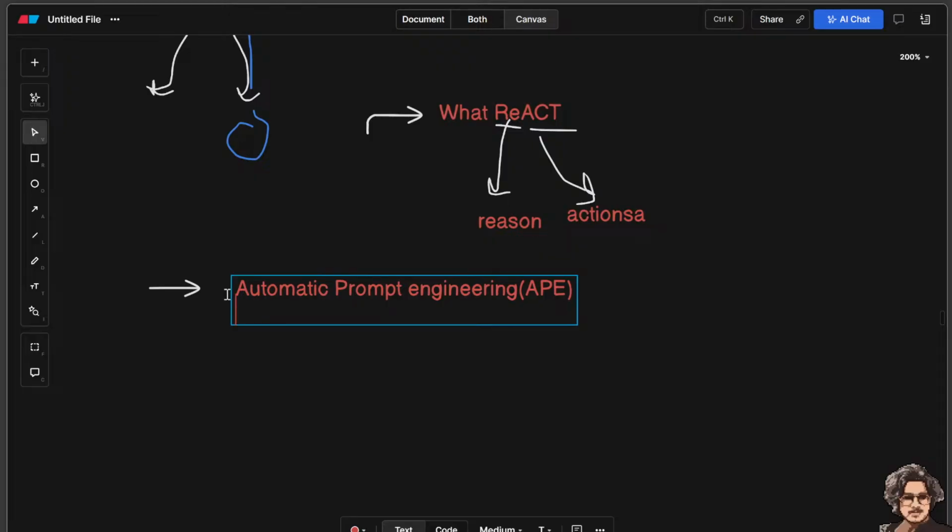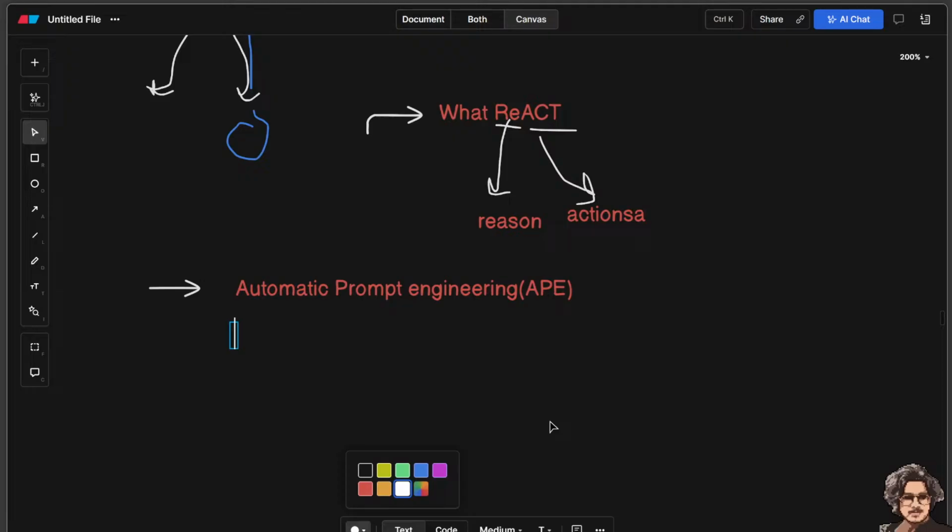APE involves prompting a model to generate variations of a prompt, evaluating them using different scores like ROUGE and BLEU, and selecting the best performing one. This helps to automate and optimize the prompt design.